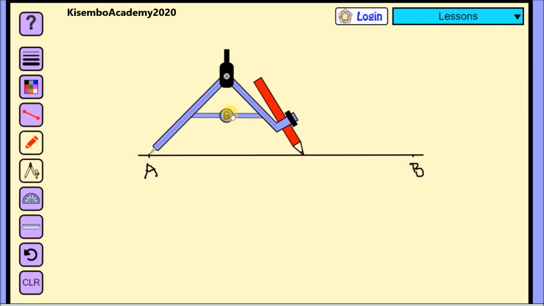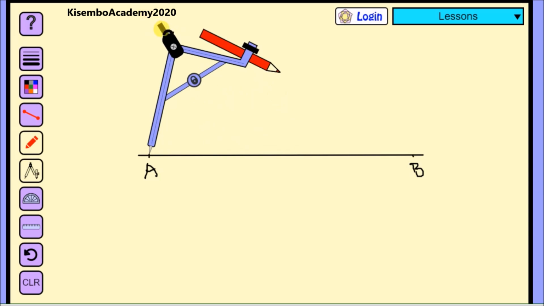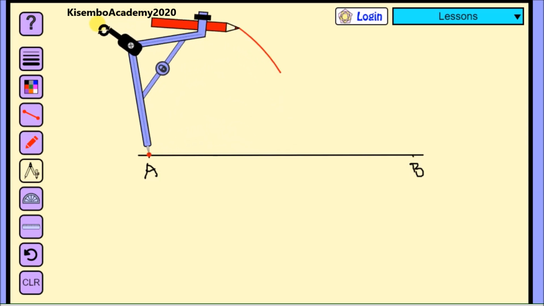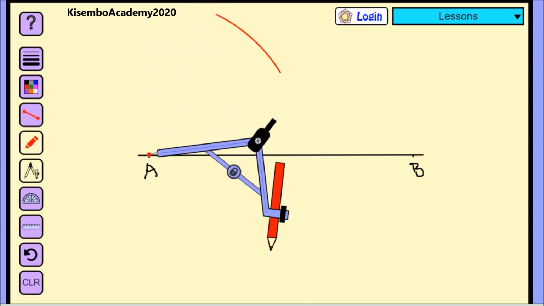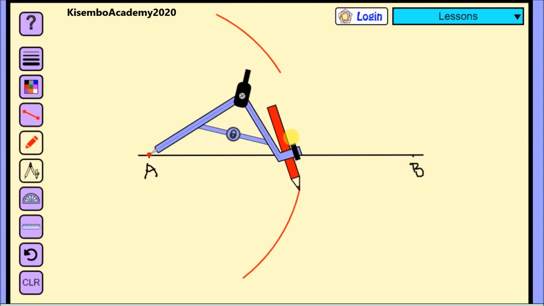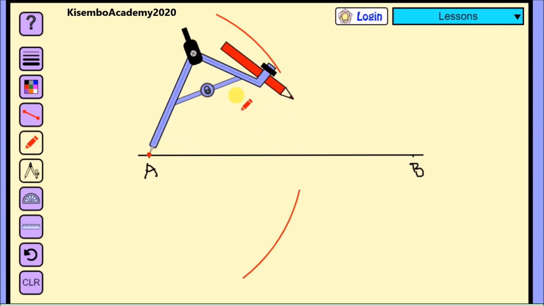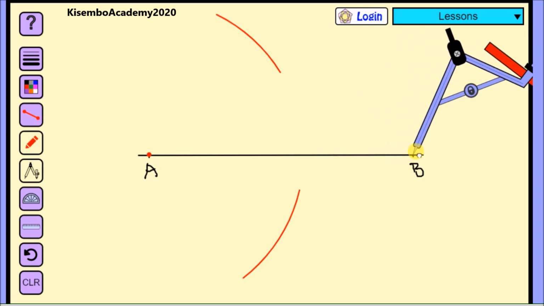Then we shall draw an arc on both sides of that line. In this case, we shall draw an arc on top and at the bottom, like the way you're seeing. The length by which we stretched the compass has to be maintained. So make sure you don't move the compass, you don't change the length of the stretch of the compass. You remove the compass needle from point A and put the compass needle at point B. And you repeat the same thing. You draw an arc on top and on bottom.